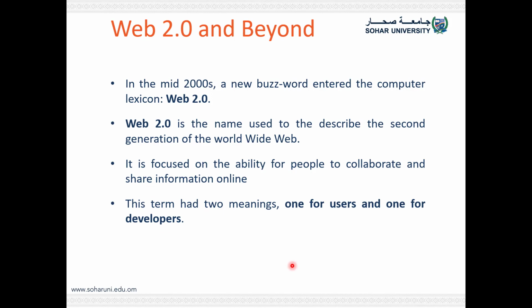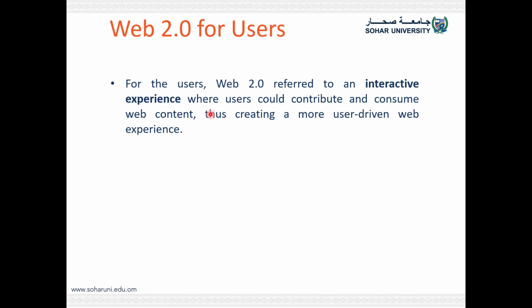Now this term Web 2 has two meanings, one for the users and one for the developers. Let us see what it means to the users and developers. For the users, what has Web 2 become for us? An interactive experience. As we said, I can interact with the website, I can like some post, interact with some message, reply to it, or, for example, comment on it. So the website became interactive. This is the meaning of Web 2 for the user.